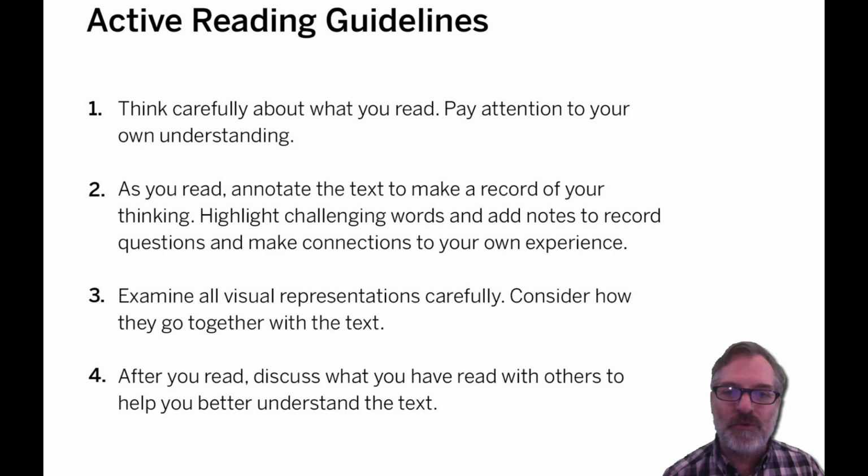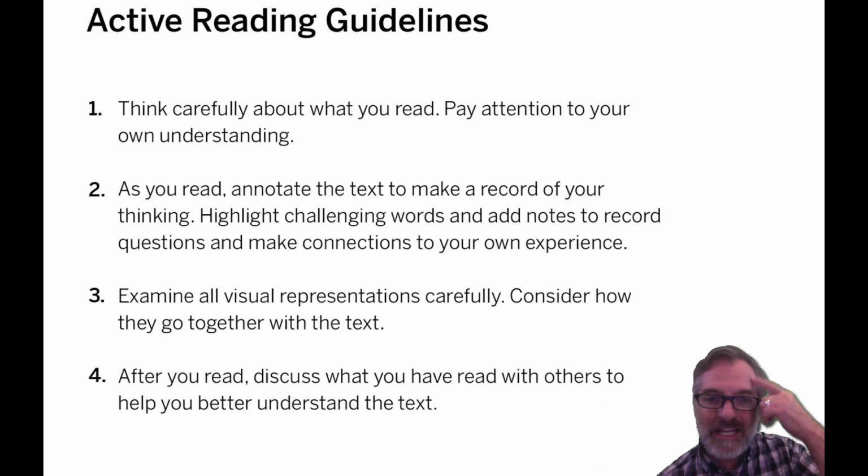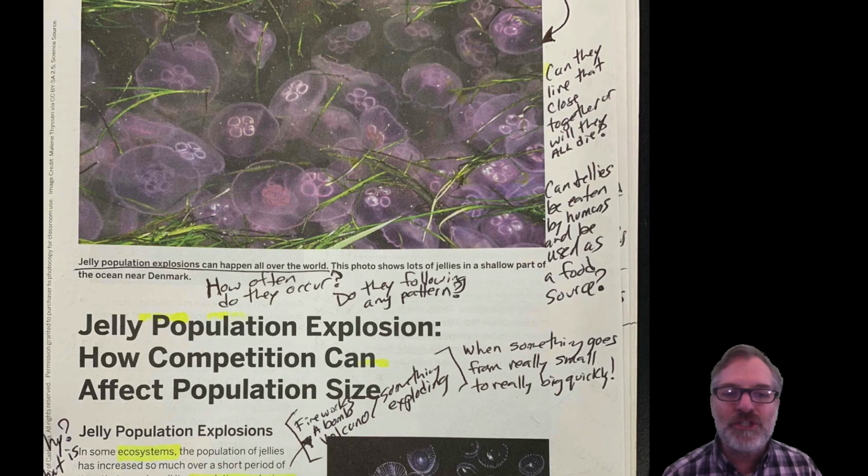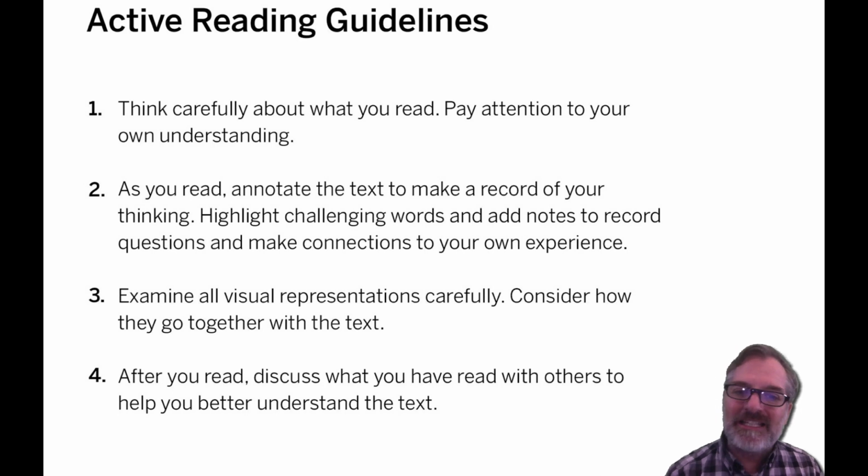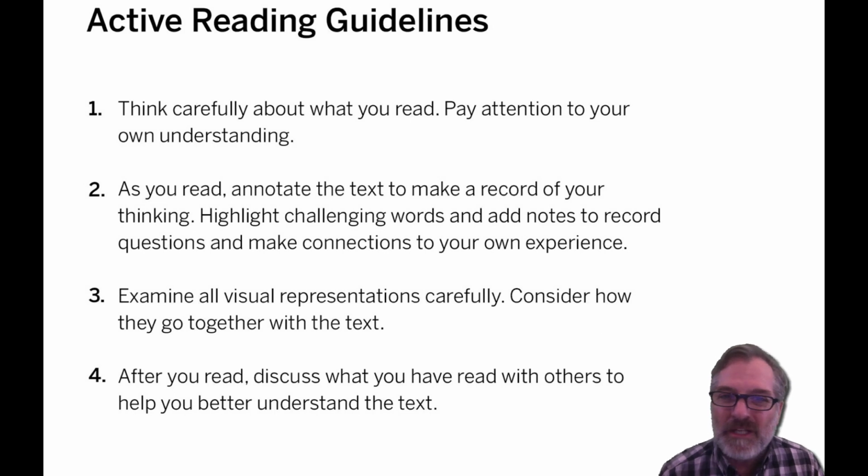Again, here are the active reading guidelines. Think carefully about what you're reading. Pay attention to your own understanding, like what's going on in your brain. As you read, annotate the text to make a record of your thinking. Highlight challenging words or even words you don't use every day in your vocabulary. Add notes to record questions and make connections to your own experiences. We all bring our own prior knowledge, our own life experiences to whatever we're interacting with. So those are valid and very important. 3, examine all visual representations, graphs, charts, pictures. Consider how they work with the text, connected to the text.